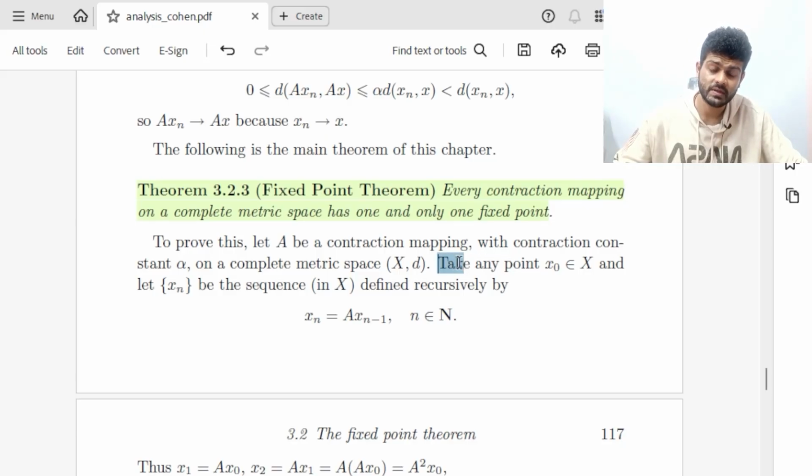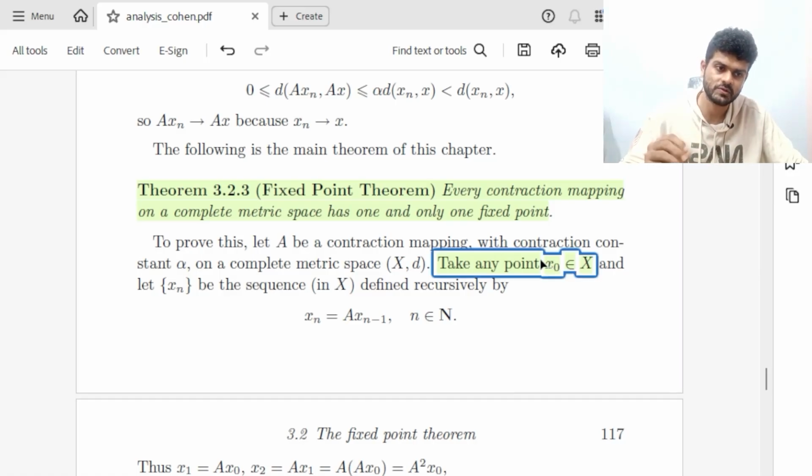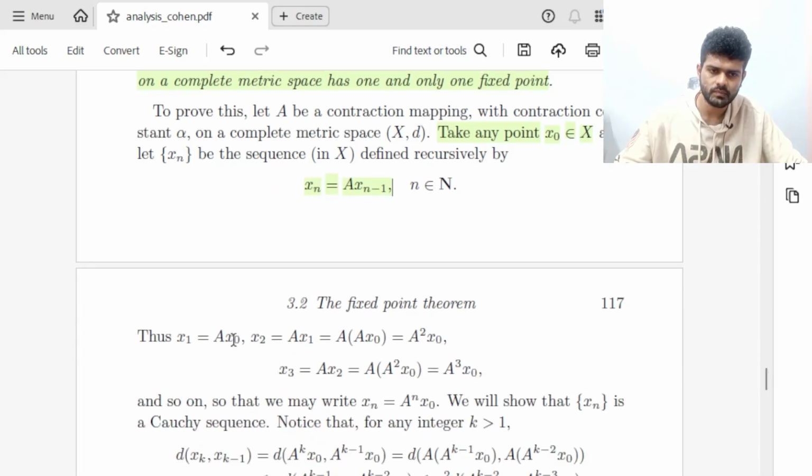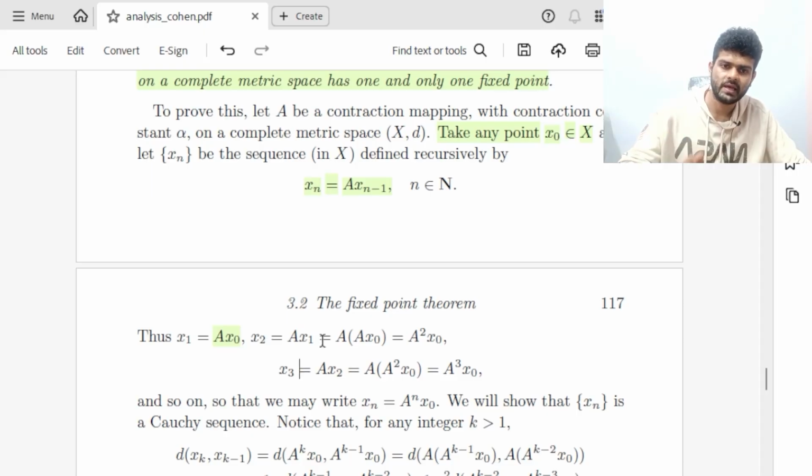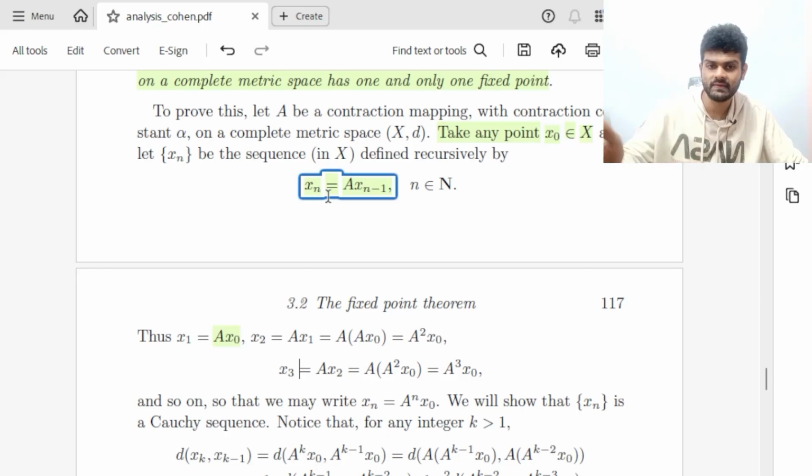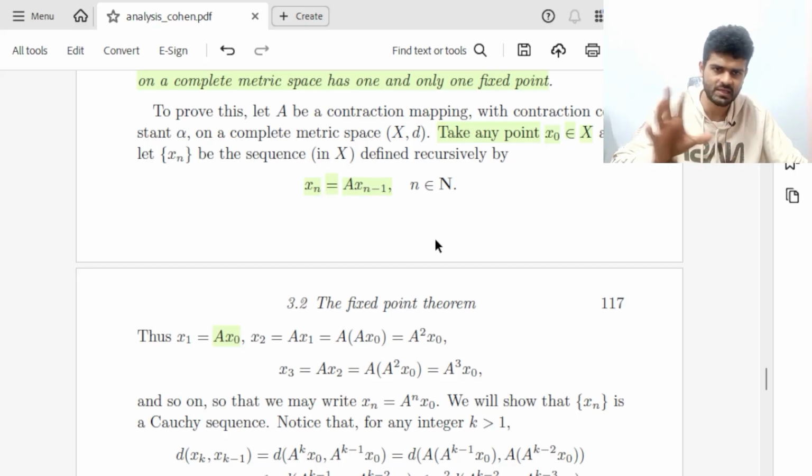And the proof is very interesting because of how you do it. The point is to find the fixed point. You start with some x naught in the metric space, just a random x naught, and then you create a sequence. You apply A to x naught and get x1. You apply A to x1 and get x2. You apply A to x2 and get x3. So the next term is basically A applied to the previous term, and you keep applying that to get a sequence.